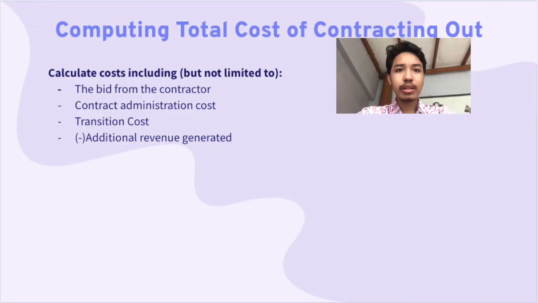The third step is to calculate the total cost of contracting out the service. This includes, but is not limited to, the bid from the contractor, the contract administration cost, the transition cost, and finally minus the additional revenue generated from contracting out. In order to be consistent, only new costs should be counted, and old costs that would be incurred regardless of the decision should not be counted.